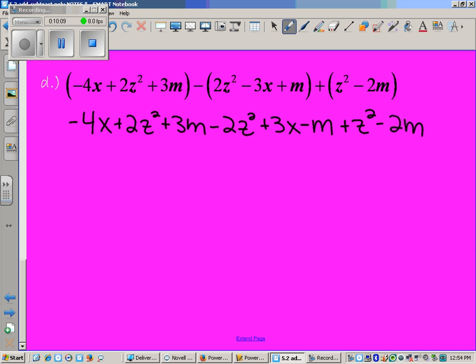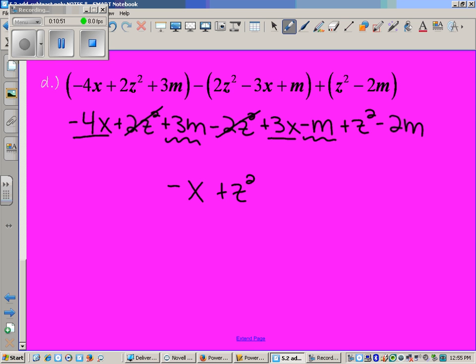Distribute, that's what I get at first. And when I go to combine like terms, I've got a negative 4x and a 3x, right? So I have a negative 1x. I have a positive 2z squared and a negative 2z squared. What's a positive 2 and a negative 2? Can that cancel out? Oh wait, but don't I have this other z squared back here? So I have a z squared.